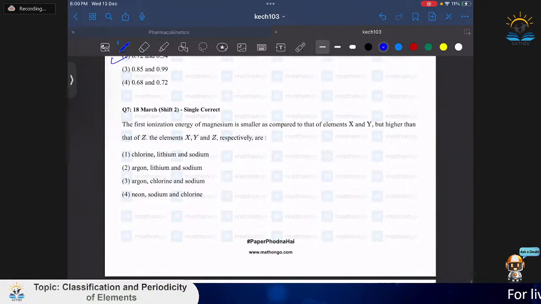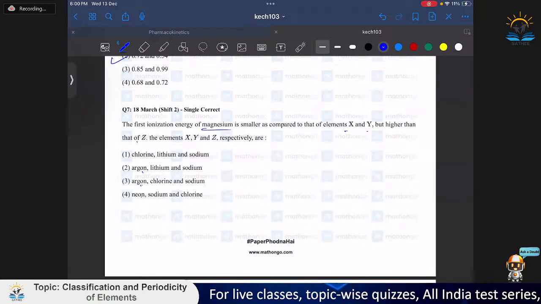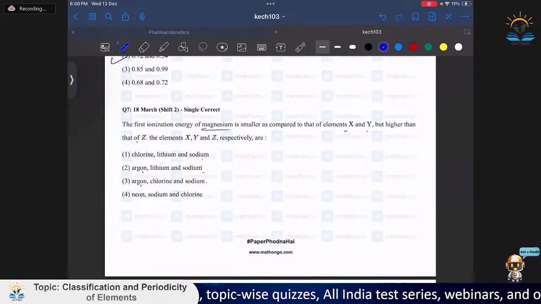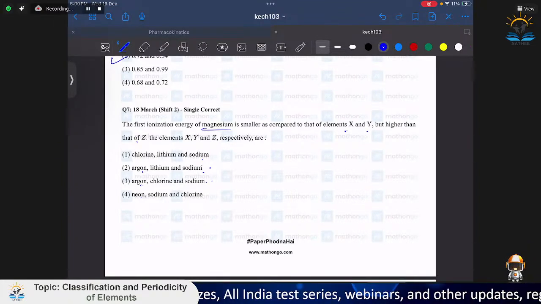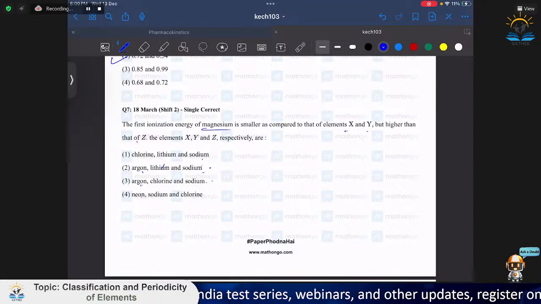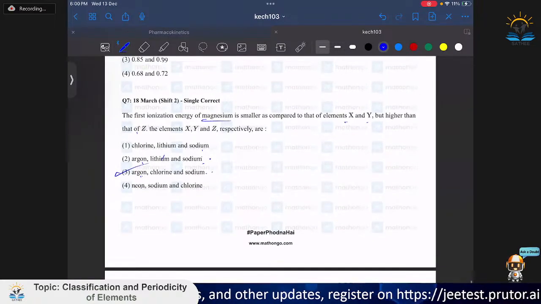The last question says the first ionization energy of magnesium is smaller as compared to elements X and Y, but higher than Z. Then X, Y, Z can be? Magnesium's ionization energy is smaller than X and Y. So X could be argon, or neon. It is higher than Z, so Z could be sodium. So we get shortlisted to options 2 and 3. It cannot be lithium because lithium, with n equal to 2, has a higher ionization energy than magnesium. So yeah, we go with argon, chlorine, and sodium.